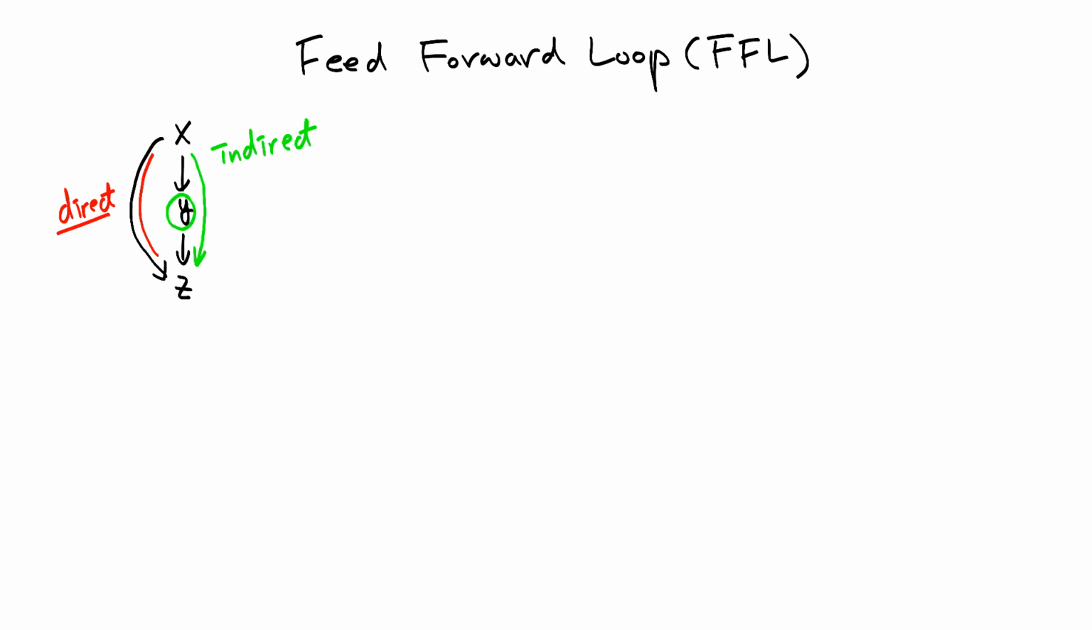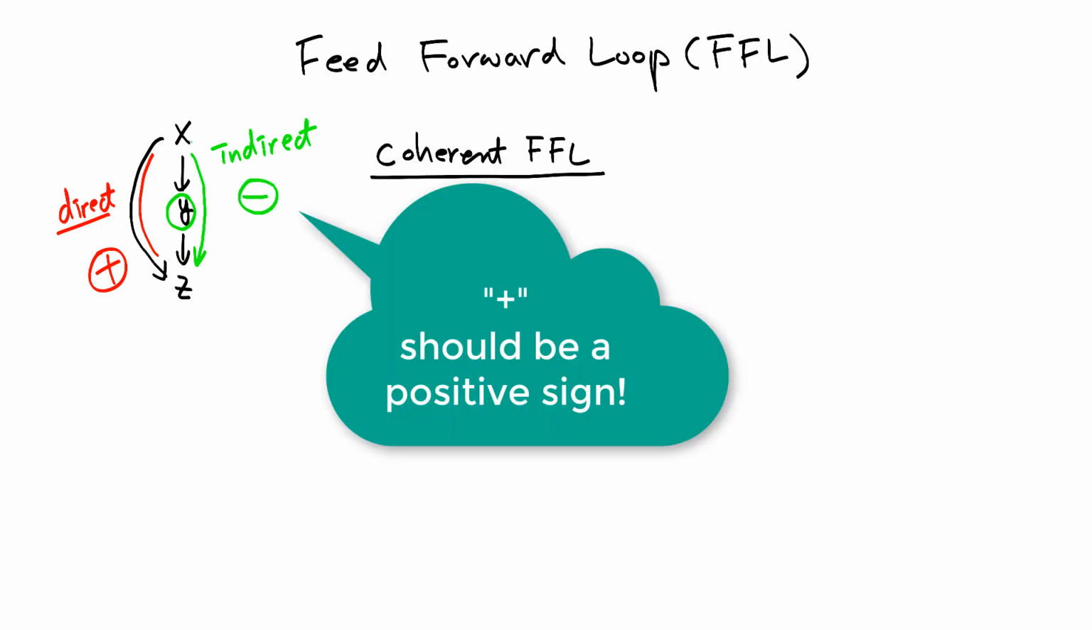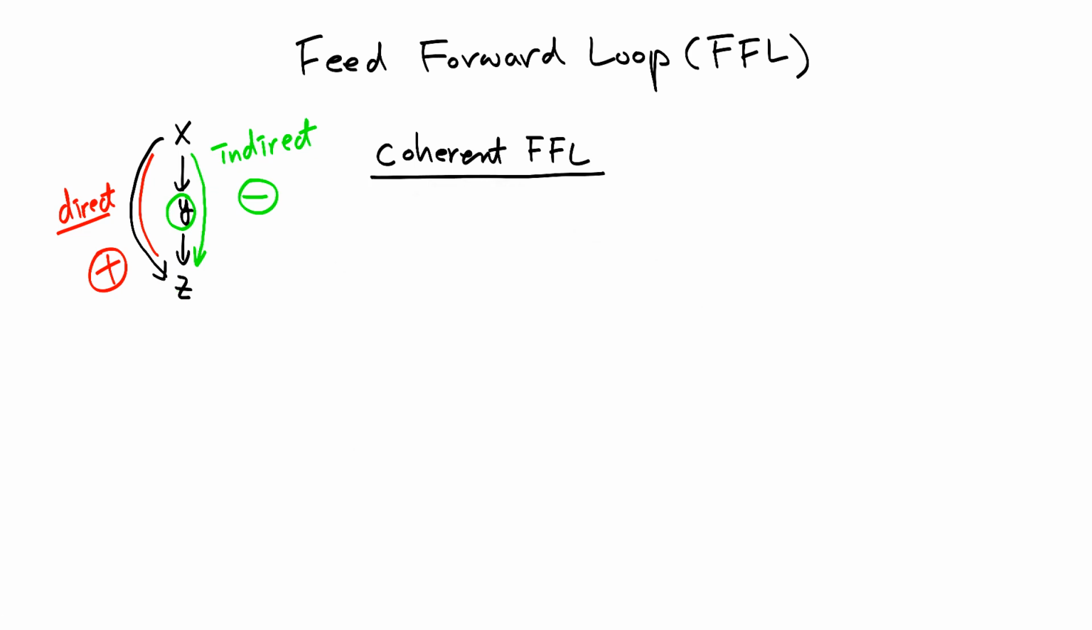This FFL is called a coherent FFL, meaning that the direct and indirect paths have the same effect. So in this case, the direct path is activation, so X is activating Z, and the indirect path is also activation. X is activating Z through Y, but it's an activation. So here I have another example of coherent FFL.